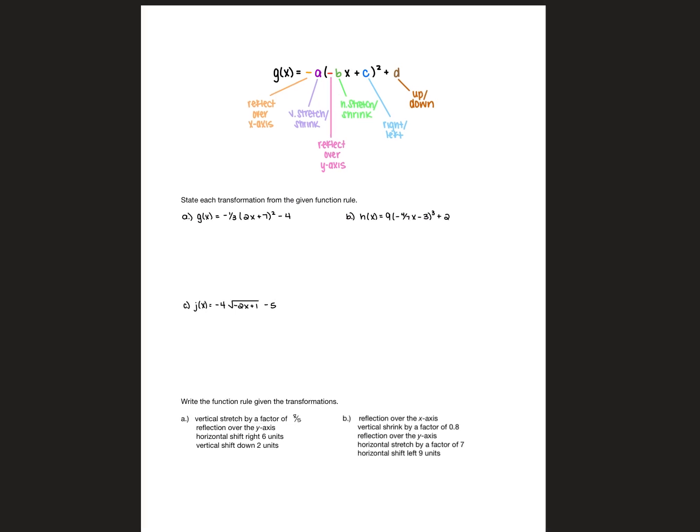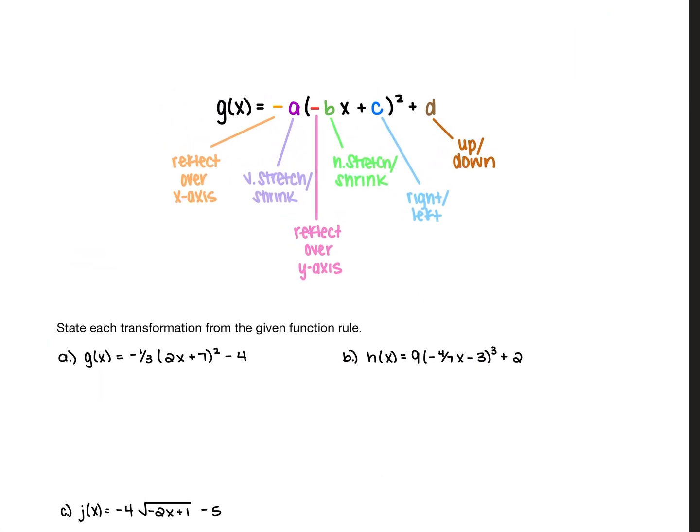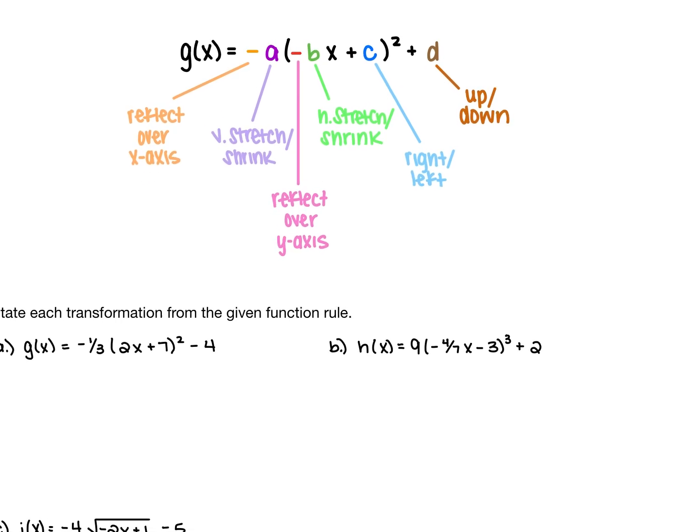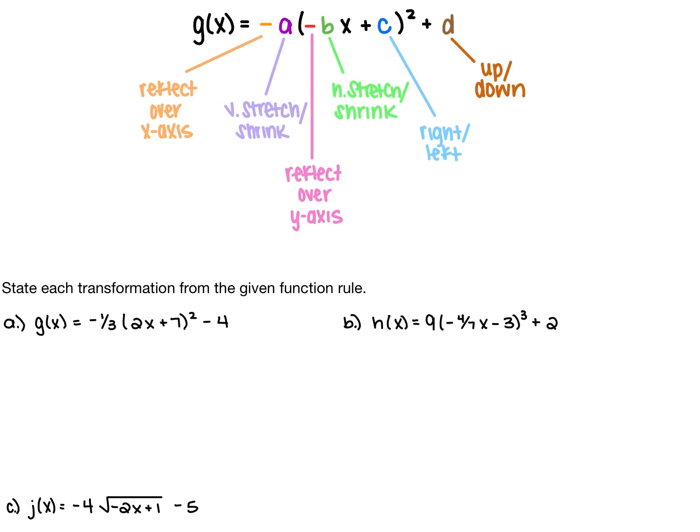For your next set of examples, you can use the top part of here. This g of x is equal to the opposite of a times the opposite of b times x plus c squared plus d to recognize your different transformations. You are going to be stating the transformations for each of the following function rules. You need to work with these from left to right, okay? So use this as a guide when you answer these questions.